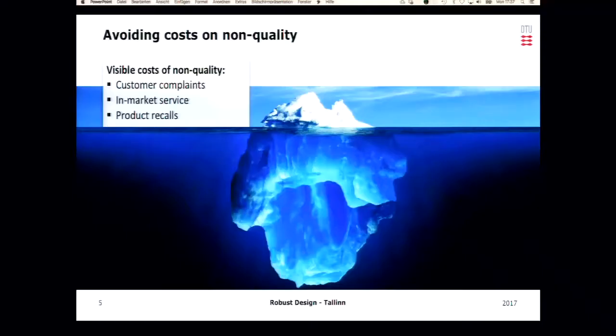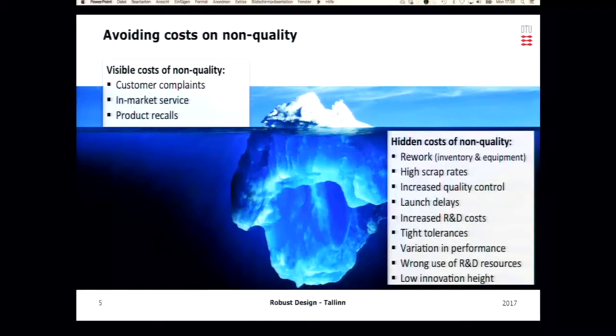Now, those complaints and those newspaper headlines, we say, are the tip of the iceberg. These are where customer complaints come in. We have in-market service problems. We have product recalls. We draw the waterline here, because this is where the product has actually ended up in the hands of the customer. In the construction industry, this will be when you've turned over the keys and handed over the building, and the doors don't close, the windows don't align, the panels are warping and so on. But what really hurts the product development industry aren't these things, because they have very strong quality control filters here.